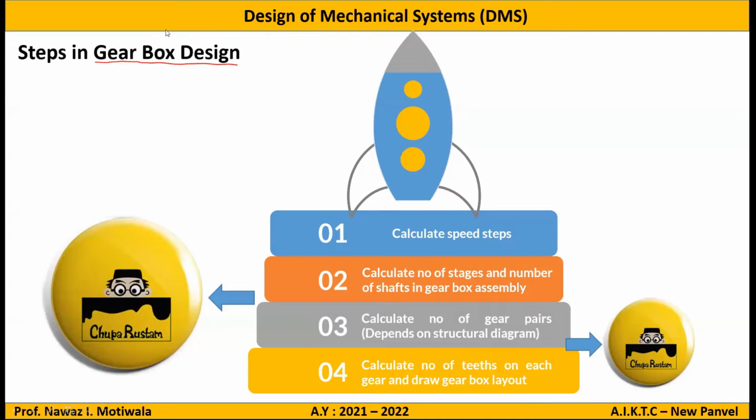Which diagram? The gearbox diagram you have to draw. See in the 4th step: calculate number of teeth on each gear and draw gearbox layout. So after designing you have to draw how many shafts will be in my gearbox, how many gears will be on each shaft, what the dimensions of those gears will be, what number of teeth will be on each gear, and where it will be placed. All these things you have to give in the gearbox layout.